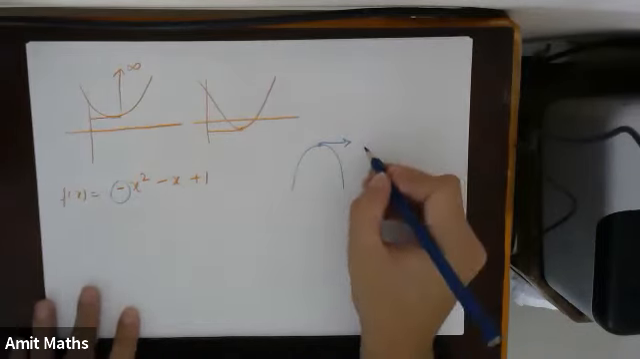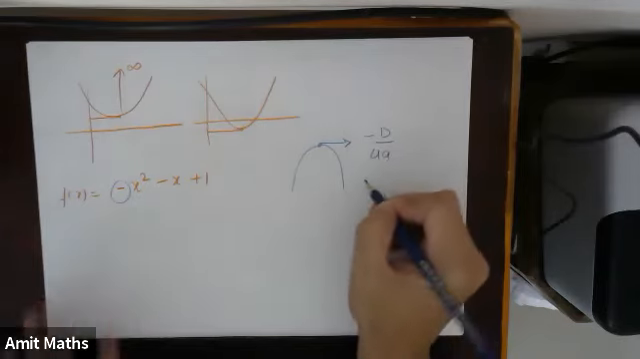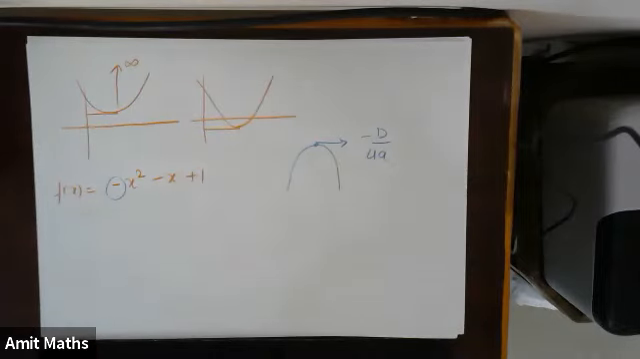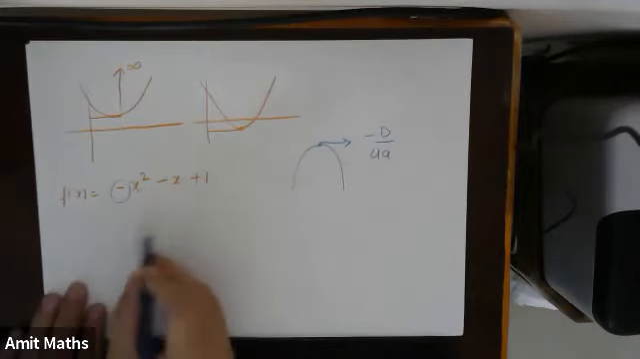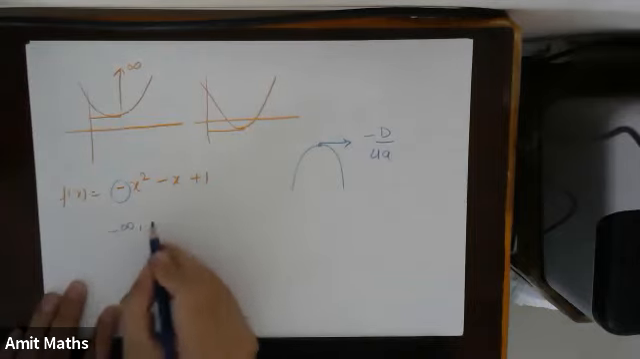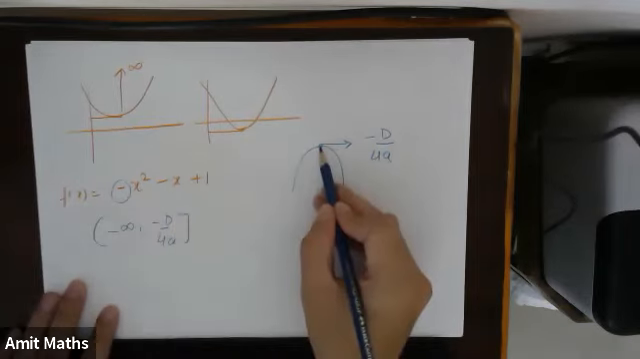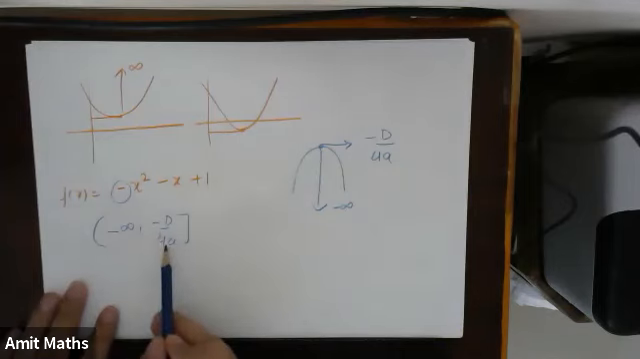The value of the maximum point will be minus d by 4a. The best part is that minus d by 4a will be for both. Okay, fine. So if I substitute the values, the range of this will be something like minus infinity to minus d by 4a, because from this it will move to minus infinity. Okay, I'll simply find the value of minus d by 4a.